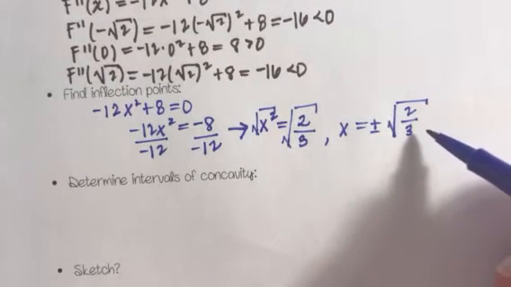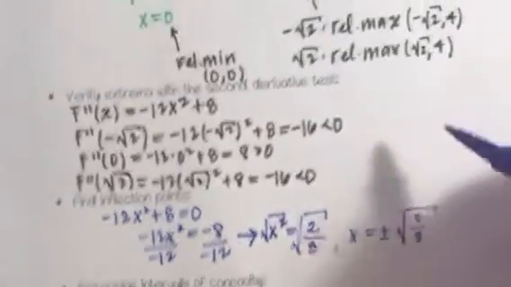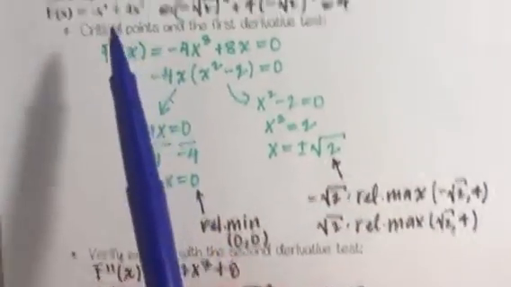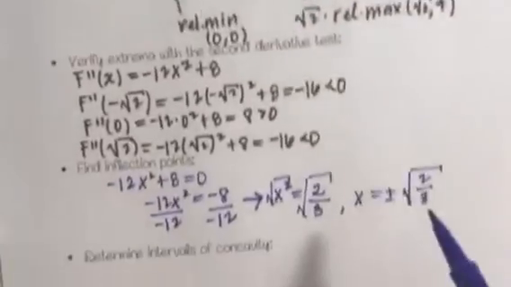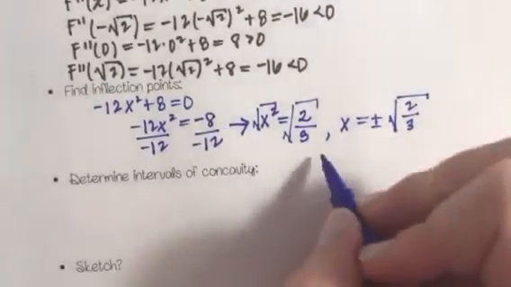So it's also a good idea to figure out what your y values would be if you plugged them back into your original function, just to know what those actual ordered pair points are for the inflection points. So let's just figure that out too.